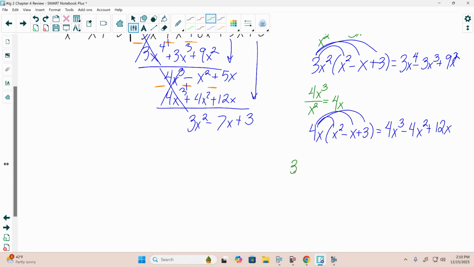Biggest term inside is 3x squared. Biggest term outside is x squared. So we're taking 3x squared divided by x squared. X squared divided by x squared is 1. 3 times 1 is just 3. So lastly, we need to multiply 3 by our x squared minus x plus 3. 3 times x squared is 3x squared. 3 times negative x is negative 3x. And 3 times 3 is plus 9.